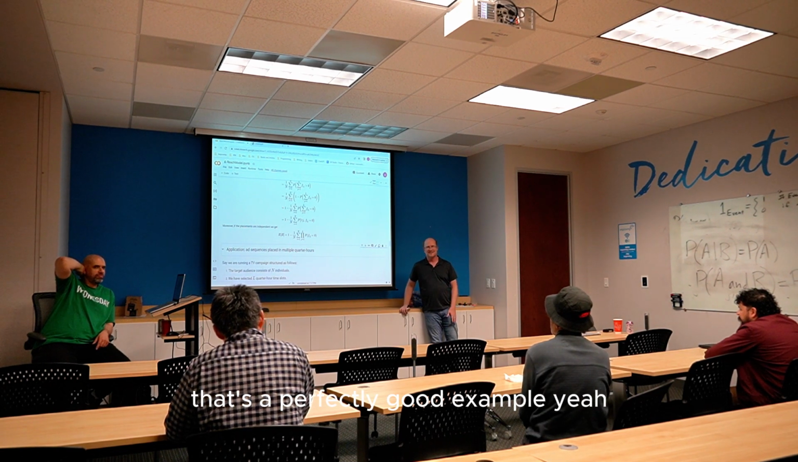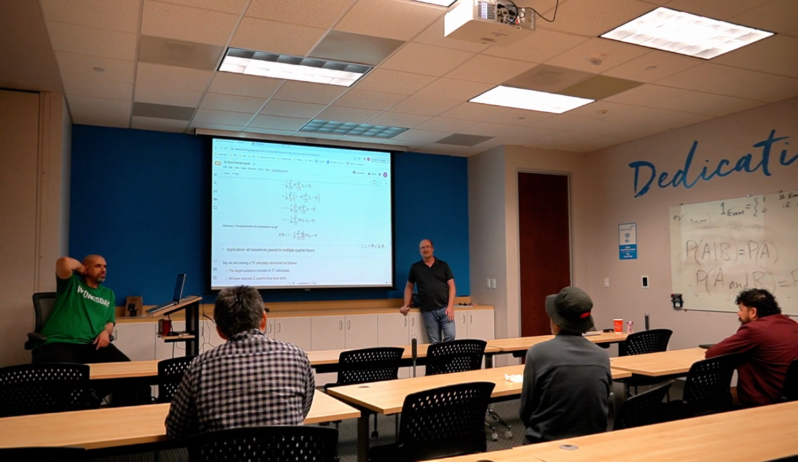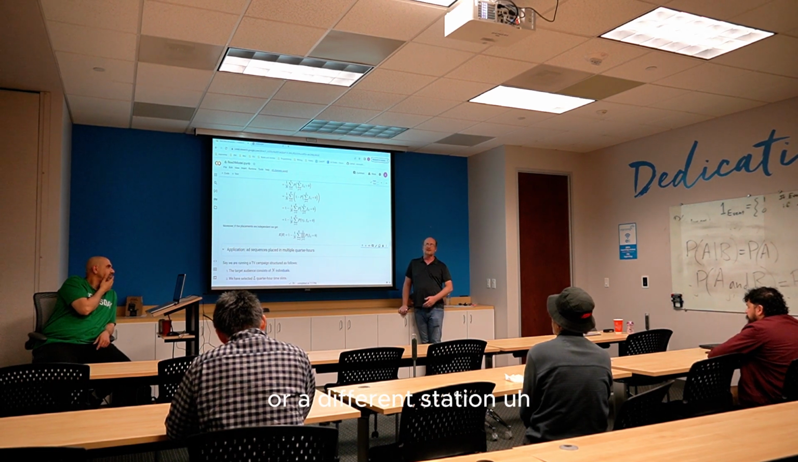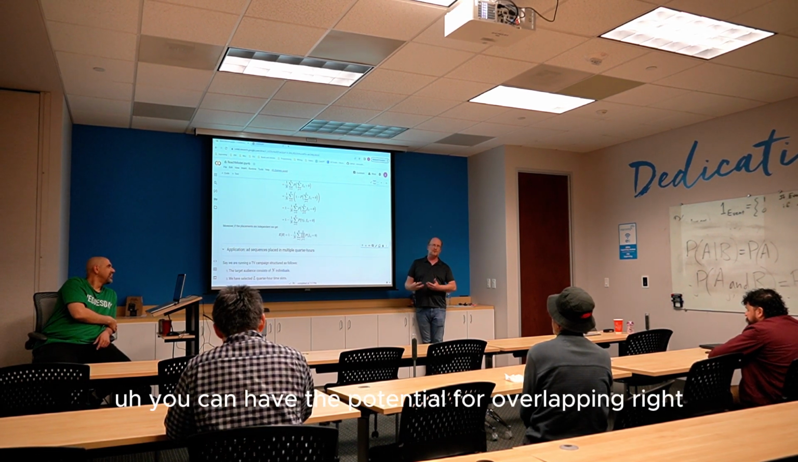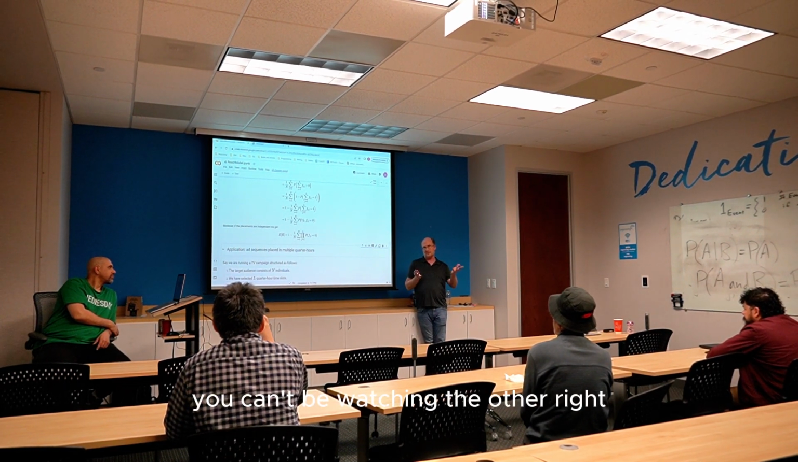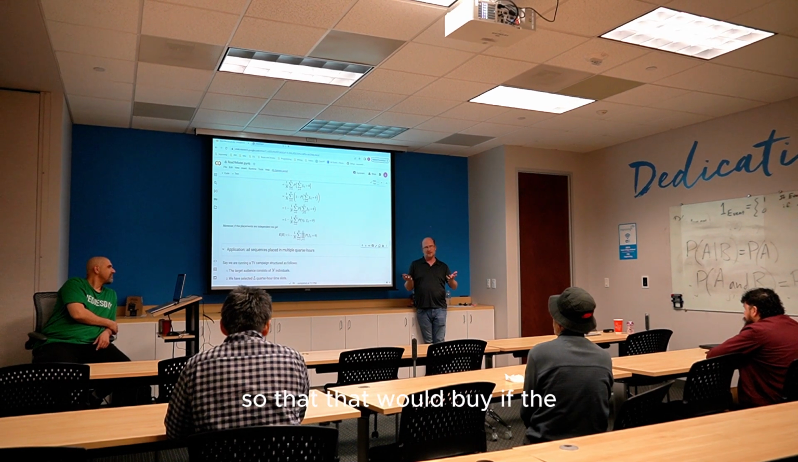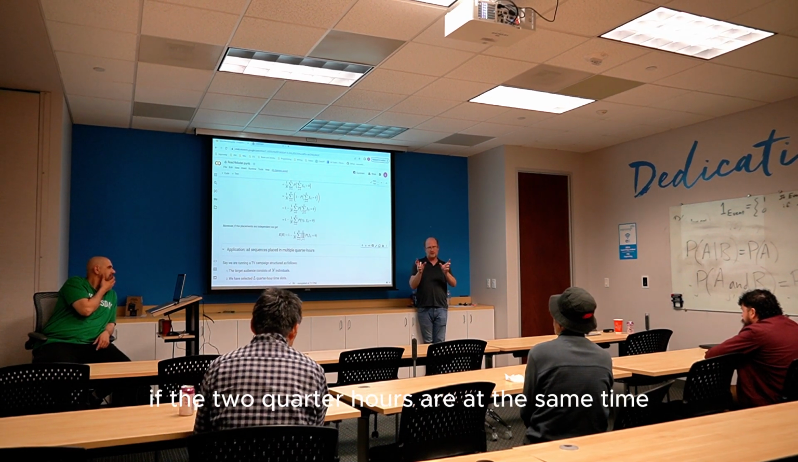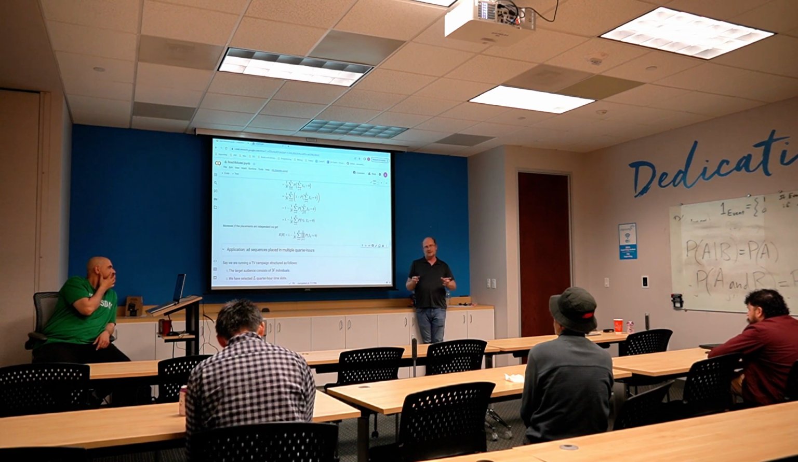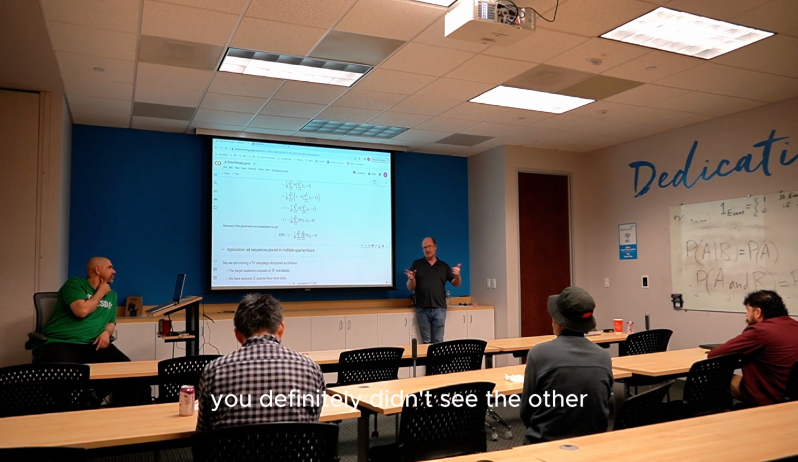If you're watching TV, you're probably not listening to it. That's true. So if we get into different media or different stations, you could have the potential for overlapping, right? If you're watching one station, you can't be watching the other. So that would violate it. If the two quarter hours are at the same time but on different stations, then they are not independent, because if you saw one, you definitely didn't see the other.